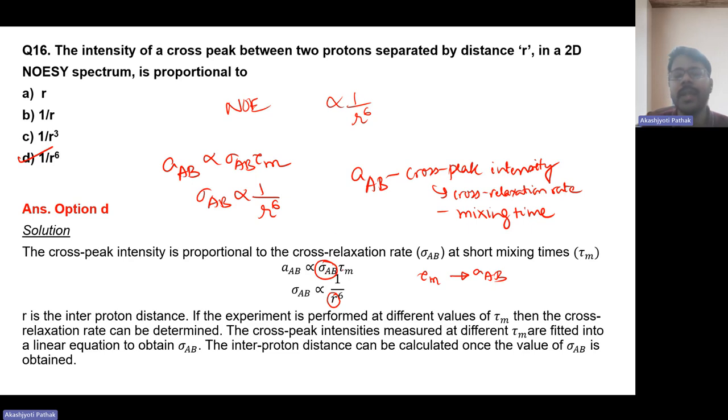Once you know the value, you can work out the structure of a protein or nucleic acid: what the amino acid residues are, the distance between them, how it is folded, what the 3D structure is. All this information can be obtained once you know the interproton distance. So that is the 2D NOESY experiment, a very useful technique in structural biology because it helps in determining the structure of proteins, nucleic acids, carbohydrates, anything.